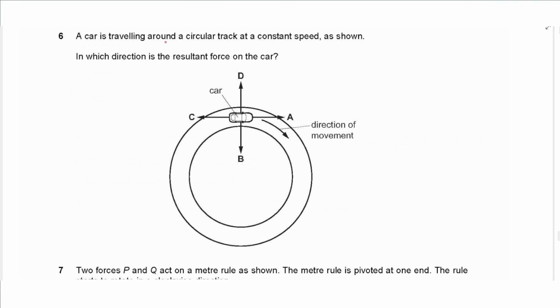Question 6 says a car is traveling around a circular track at constant speed as shown. In which direction is the resultant force on the car? For any object moving in a circular path with constant speed, the force is towards the center of the circle, so we choose B.